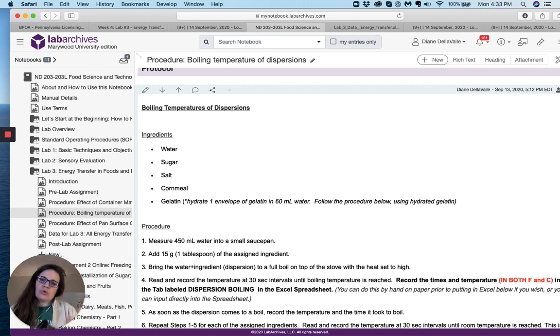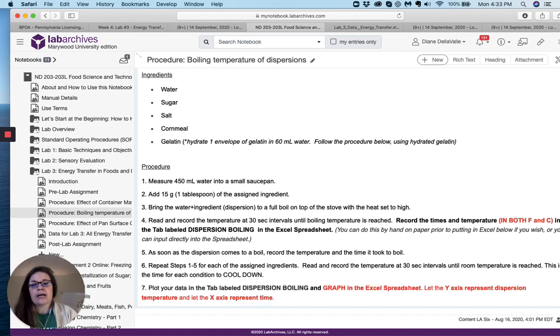So I brought the water and the ingredient, which is a dispersion, to a full boil on top of the stove, and it was about at medium-high heat at best because it came up to boil pretty quickly. I recorded the temperature at 30-second intervals, and this is the thermometer that I used. So I basically left my handy dandy thermometer sitting in the solution, and at 30-second intervals I just recorded the temperature over and over again. So I'll show you my sheet in a minute.